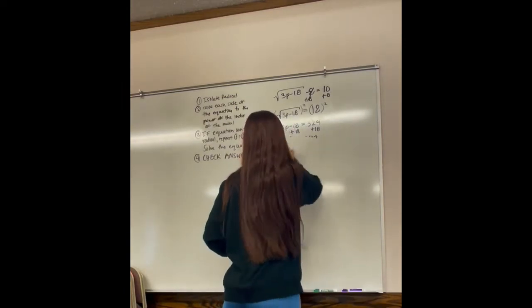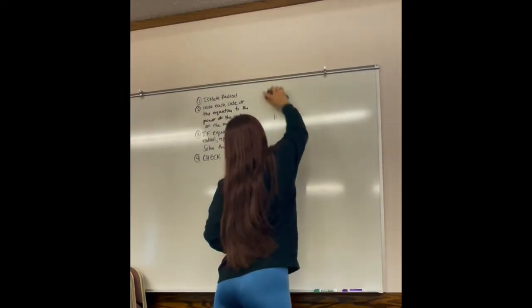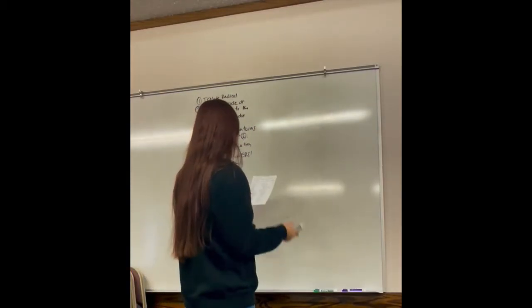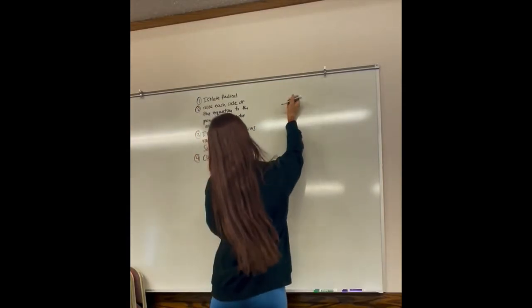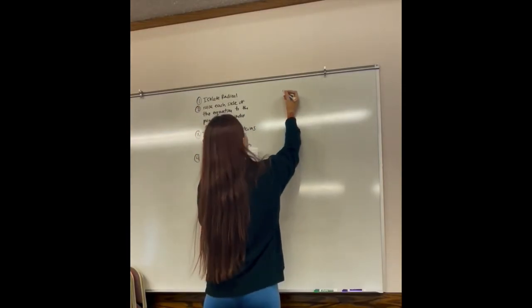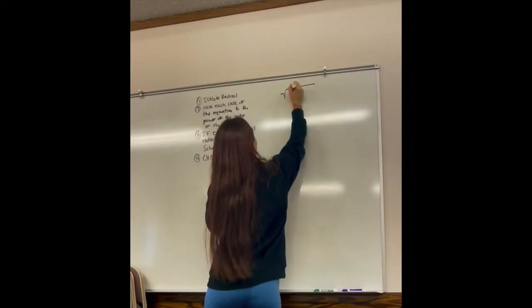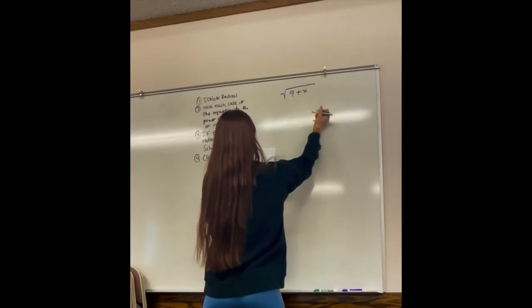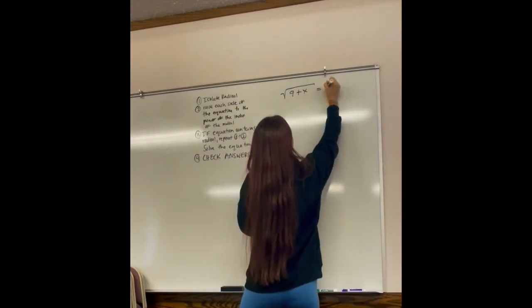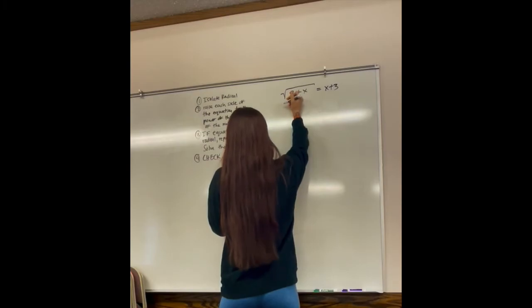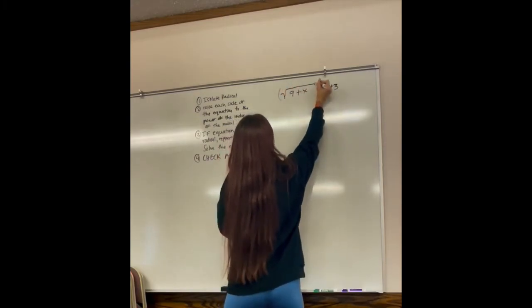And, okay. This one is a fun one. So this will be my last example. I have the square root of 9 plus x is equal to x plus 3. So I am going to square it.